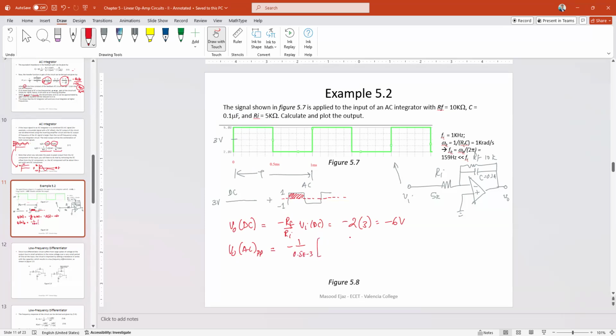times the area under curve, positive or negative, whatever. So that is, what did we say? 0.5 exponent negative 3 times 1, so 0.5 exponent negative 3. So these two cancelled out, and we can just take the magnitude because we are doing peak to peak. So drop this negative 1. So the peak to peak value is 1 volt peak.